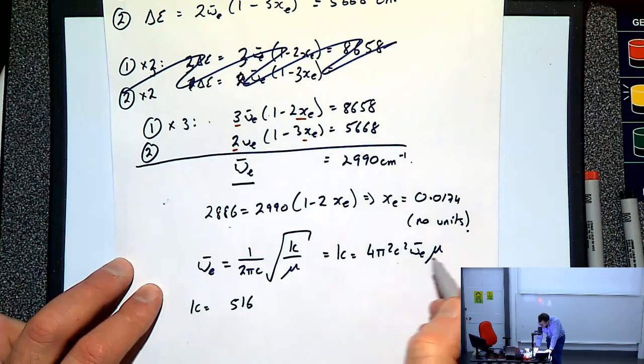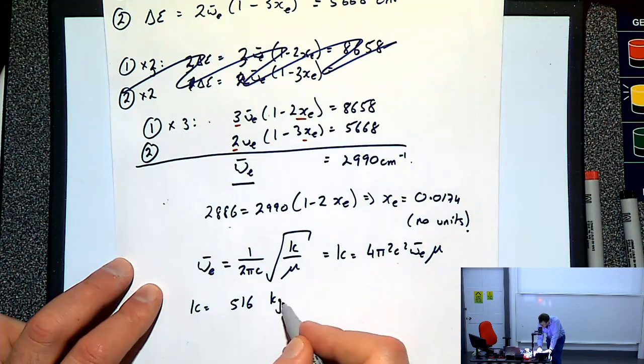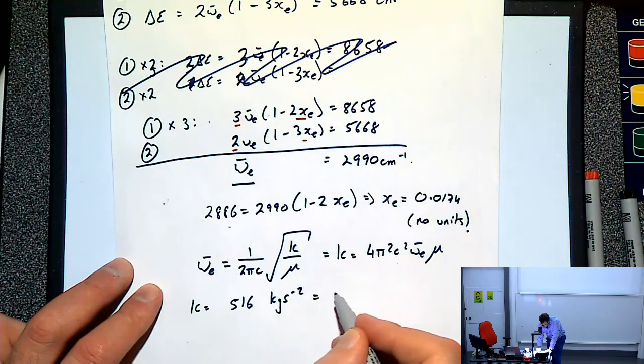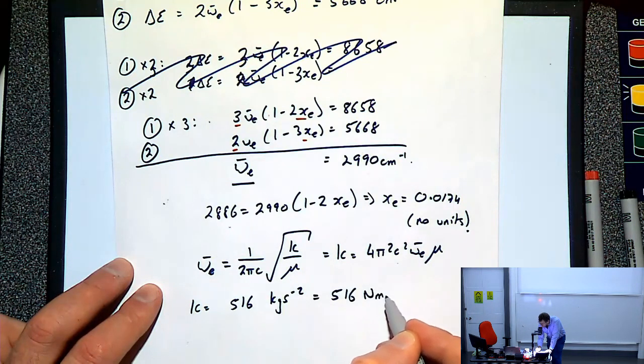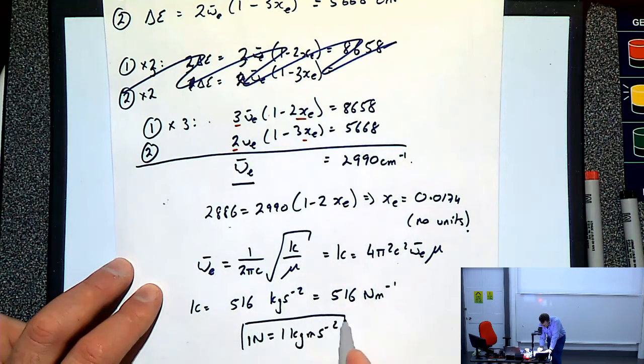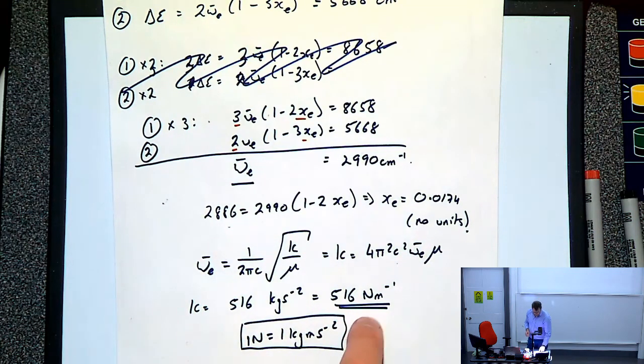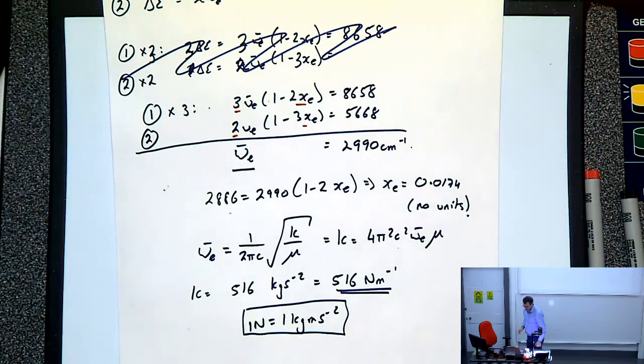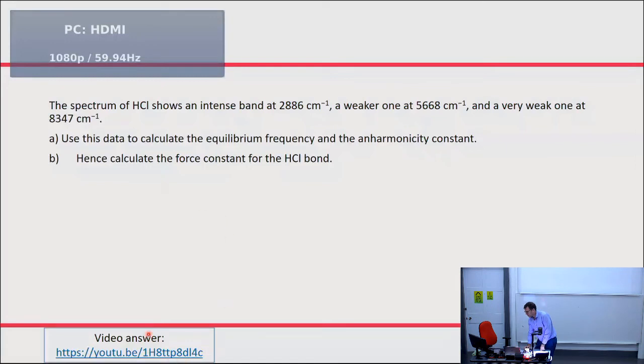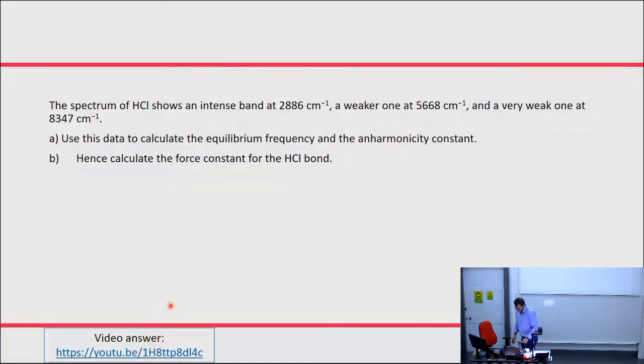516. If you were to work the units out, you'd actually get kilograms per second squared, but that actually works out to be Newton per meter because 1 Newton is equal to 1 kilogram meter per second squared. Okay, so we quantify force constants in newtons per meter. Alright, so this is giving us again structural information about the strength of the HCl bond. Okay, so if you want to go through that in more organized detail, a video link will be available.